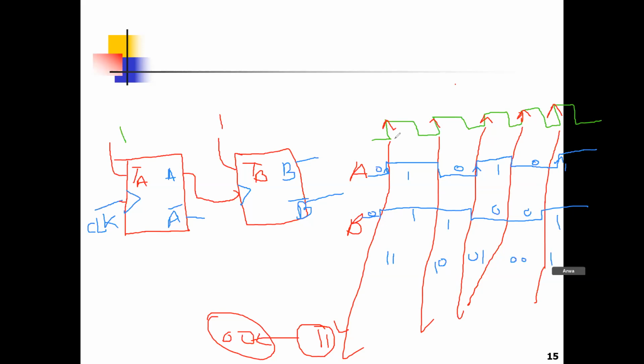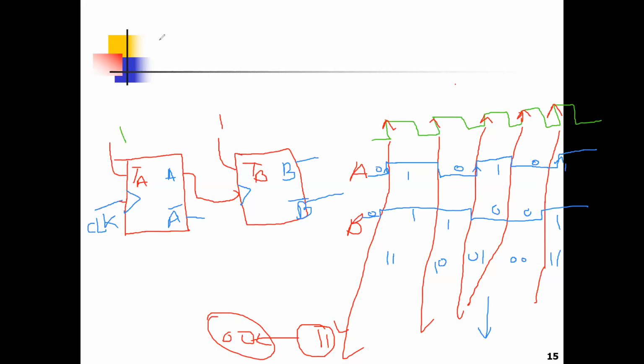Tell me which counter is this, girls? Down counter. So if you are giving the positive edge, then it becomes the down counter. That's why I was using negative edge triggering there. Clear? Yes. Understand?